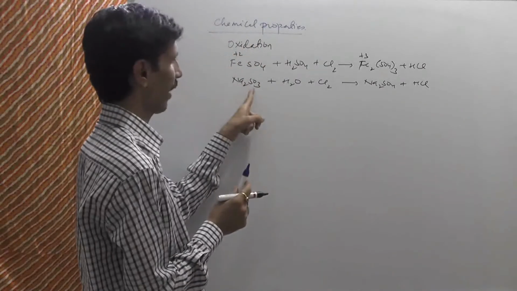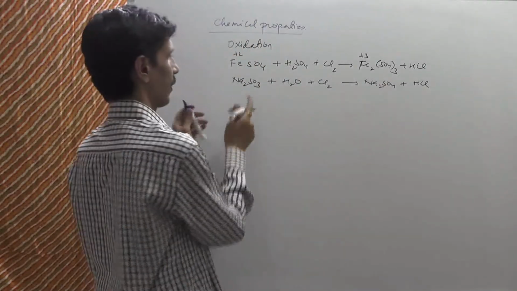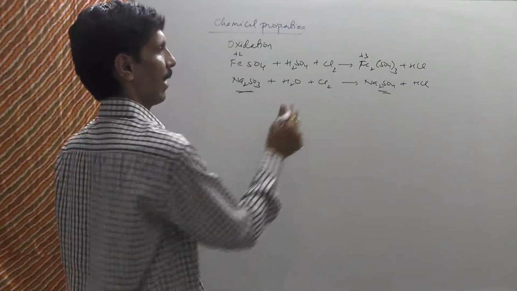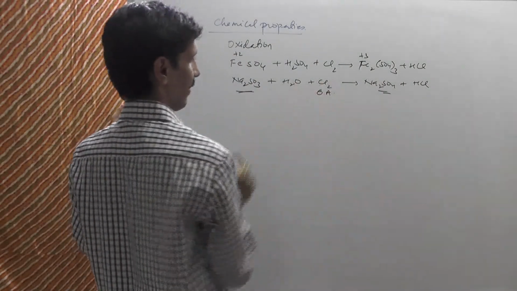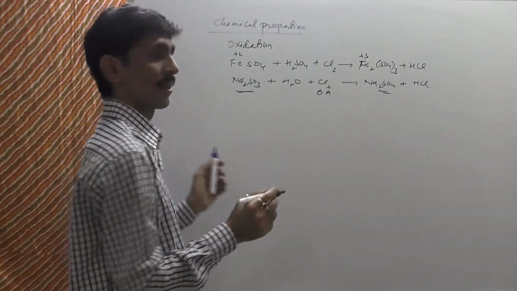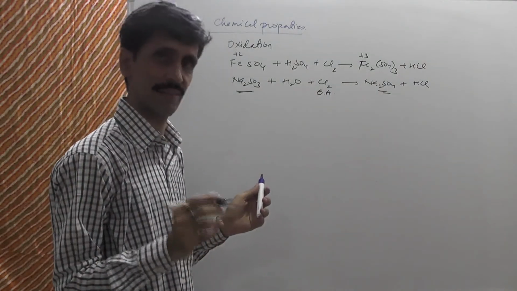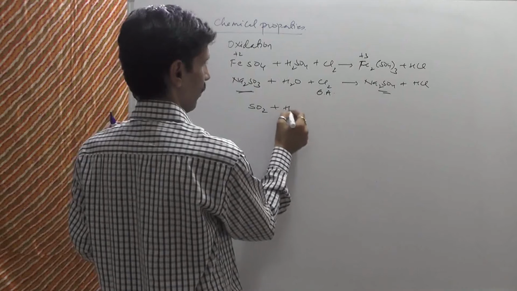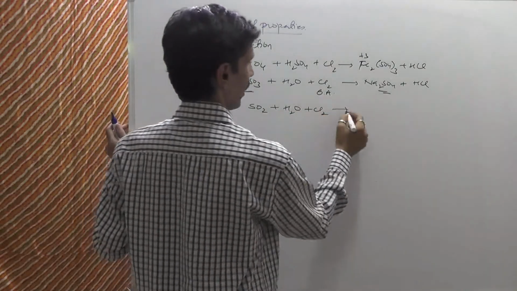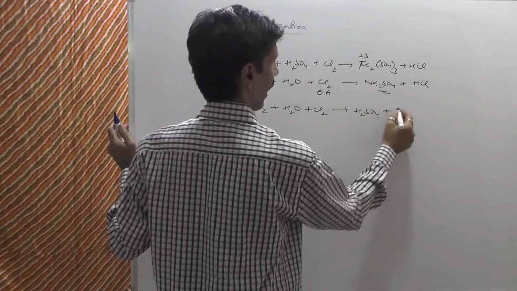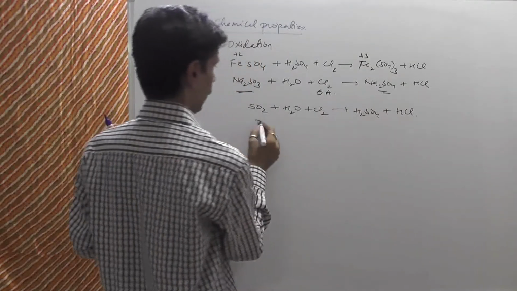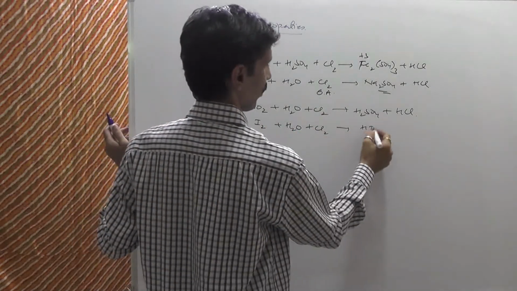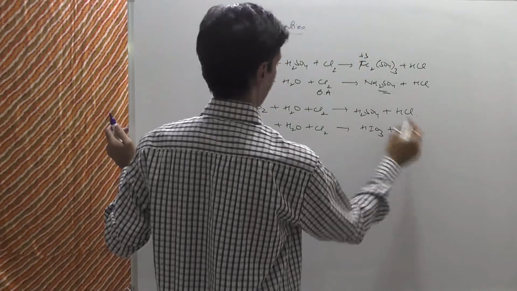So look, here is sulfite, this is sulfate. Okay, if you compare these two, you understand there is a gain of oxygen, that is oxidation, and therefore chlorine behaves as an oxidizing agent. Alright, the oxidizing agent property can also be seen when it is treated with, say, sulfur dioxide in presence of H2O and Cl2. It is going to give you H2SO4 as well as HCl. Similarly I2 plus H2O plus Cl2, it is going to give you HIO3 plus HCl.